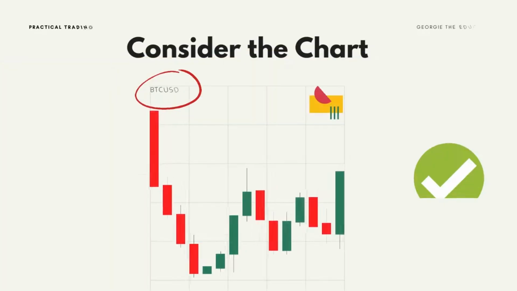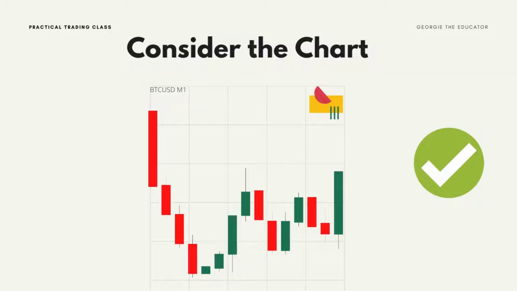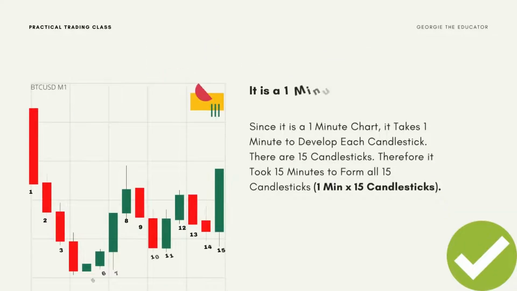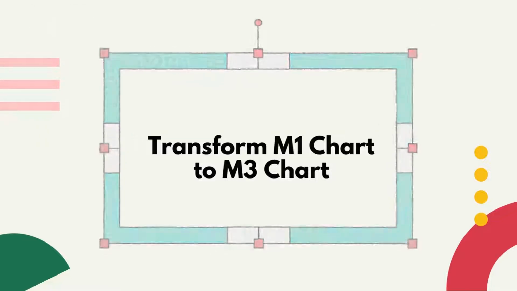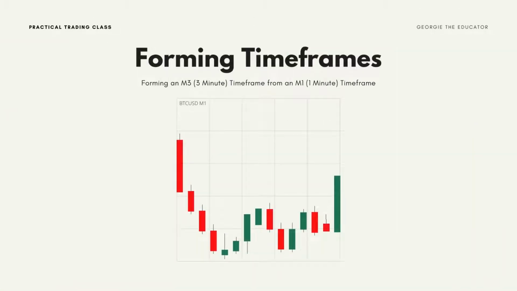Moving on. Now consider this chart right here is a BTC USD chart on an M1, 1 minute time frame. So each candlestick, as I said, is formed in 1 minute. I have 15 candlesticks, therefore 15 minutes. Moving on. What we're going to do next is to transform this M1 chart into an M3 chart. We have 15 candlesticks. Each is formed in 1 minute, right? So you need 3 to make a 3-minute chart, right? So you group them in threes, as you can see right there with the color codes. You see sky blue, the pink, the green, the purple, and the yellow. So we'll have 5 3-minute bars.